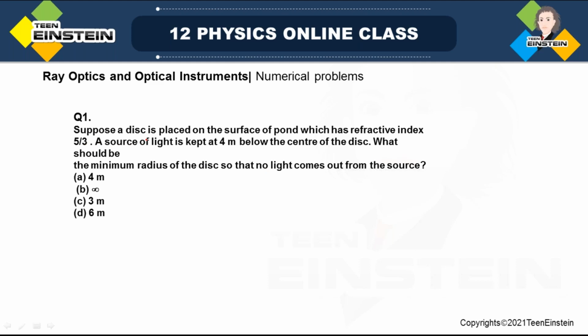a disc is placed on the surface of a pond which has refractive index 5/3. A source of light is kept 4 meters below the center of the disc. What should be the minimum radius of the disc so that no light comes out of the source? See, this kind of question I had already discussed. So this is based on total internal reflection.